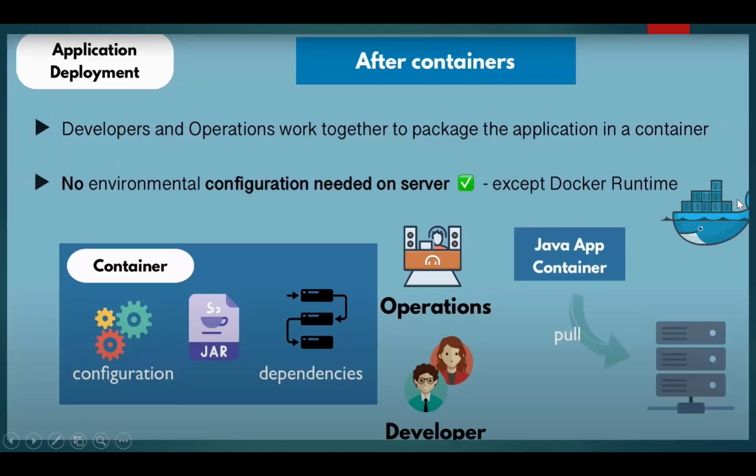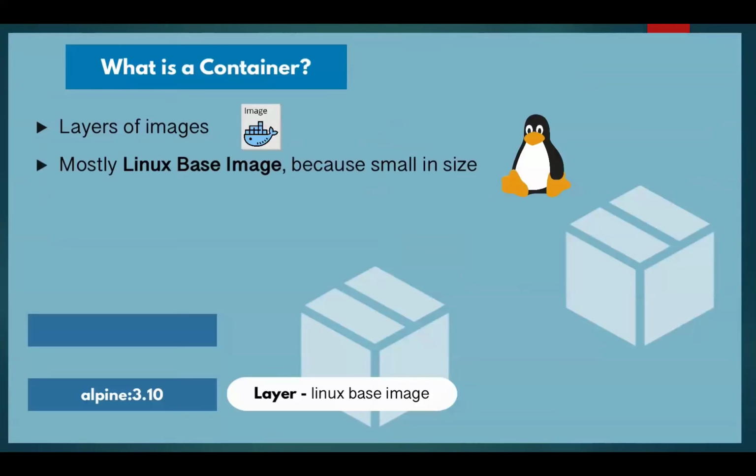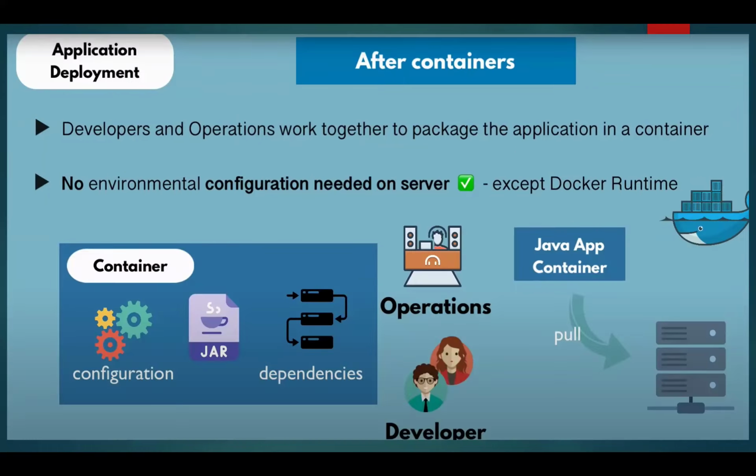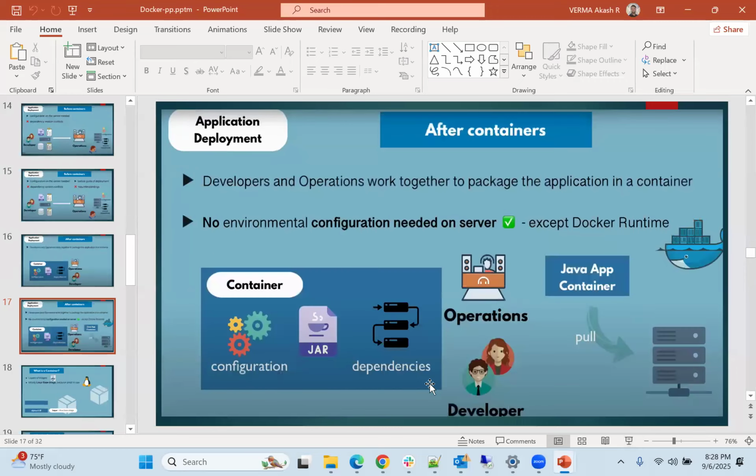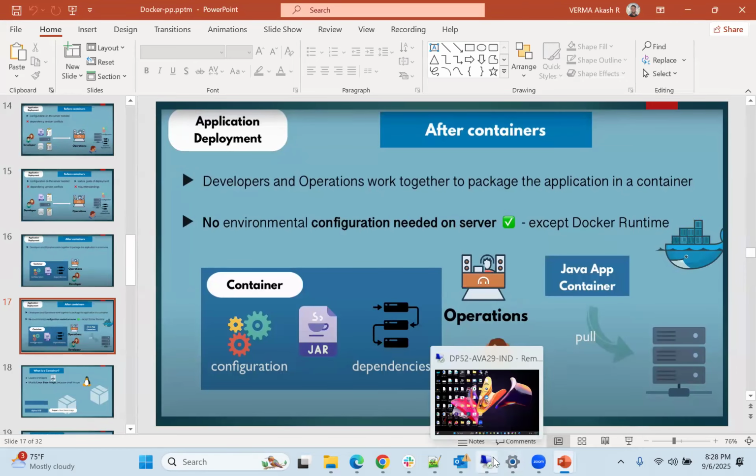So for example, this Java app container, a single container now you are having. So no environmental configuration needed on the server. You just take it and download it. I'll show you how to do everything. So before going ahead, let's get our hands dirty using the practical.